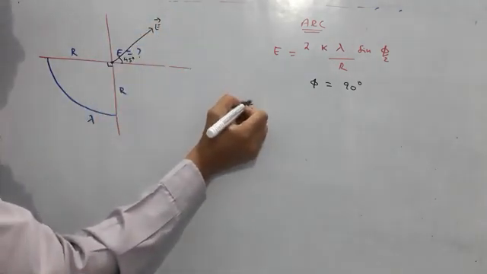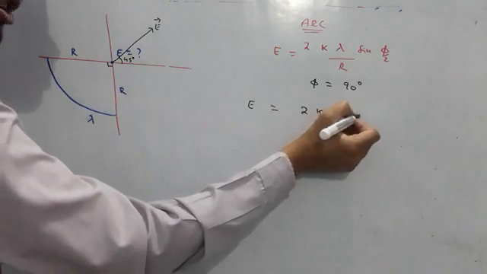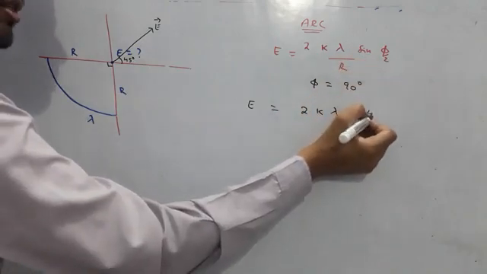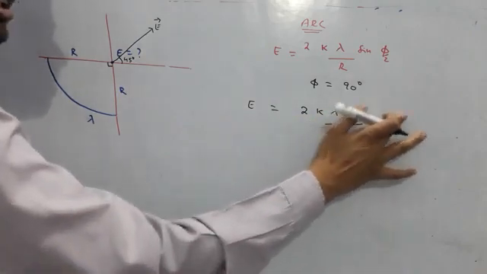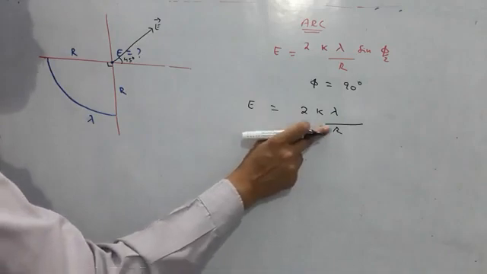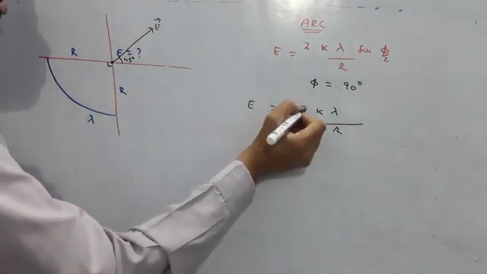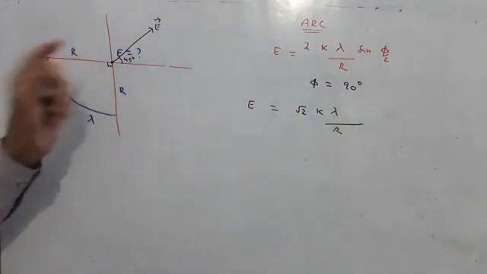So what will be the value of E? It will be 2k lambda sine how much? 90 by 2, that is 45 degree, by r. Now sine 45 becomes 1 by root 2. So this will become root 2. This root 2 and this 2, you can put it like root 2. So this is the net value of electric field at this particular point.